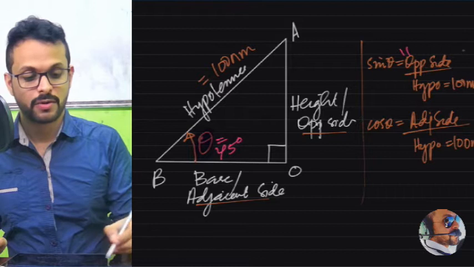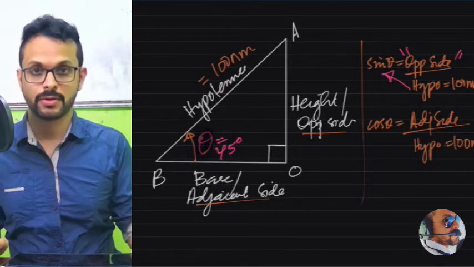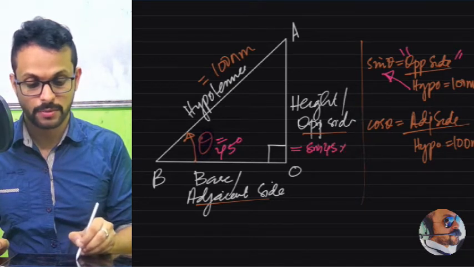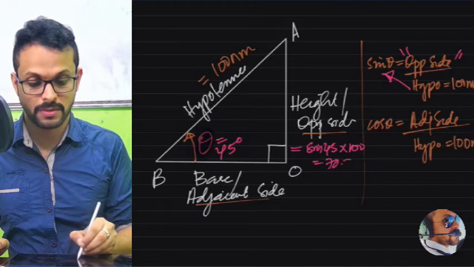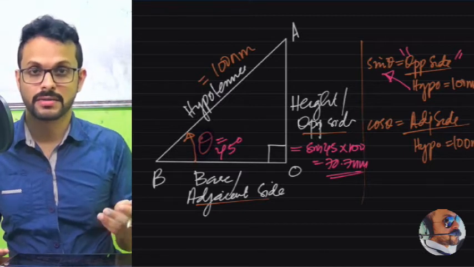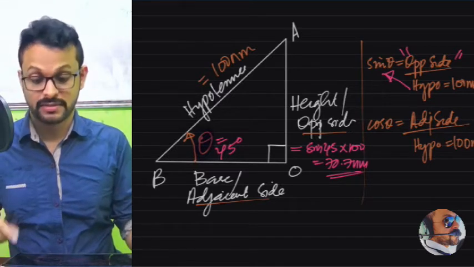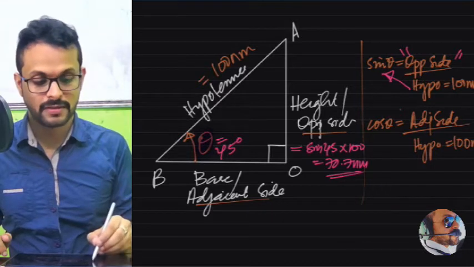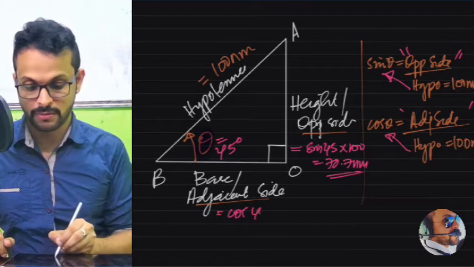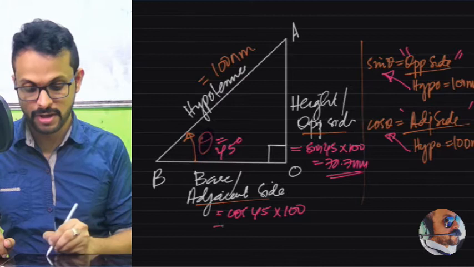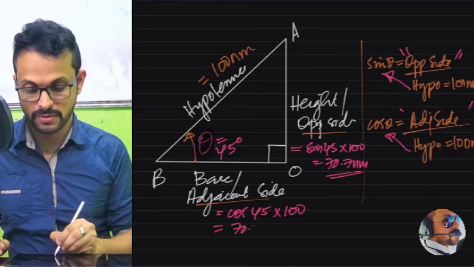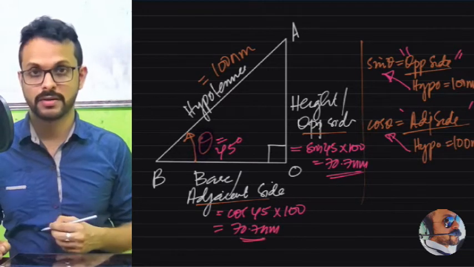So we know that to find the opposite side, you simply have to multiply sine theta with hypotenuse. So the opposite side is sine 45 into hypotenuse, which is 100, and that is going to amount to 70.7 nautical miles. And since the right angle triangle has the angle 45 degrees, the adjacent side is also going to be the same, but let's find out. To find the adjacent side you have to multiply cos theta with hypotenuse. So adjacent side is equal to cos 45 multiplied by 100, and cos 45 is equal to sine 45, which is 1 by root 2, right? And that's going to give you 70.7 nautical miles, right?